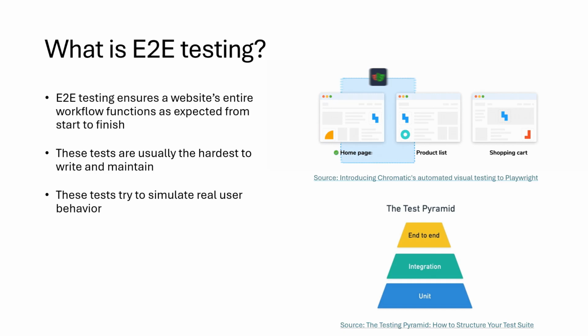First of all, I would like to explain what is end-to-end testing. End-to-end testing ensures a website's entire workflow functions as expected from start to finish. Writing these tests is usually difficult and is even more difficult to maintain them. These tests try to simulate a real user behavior.